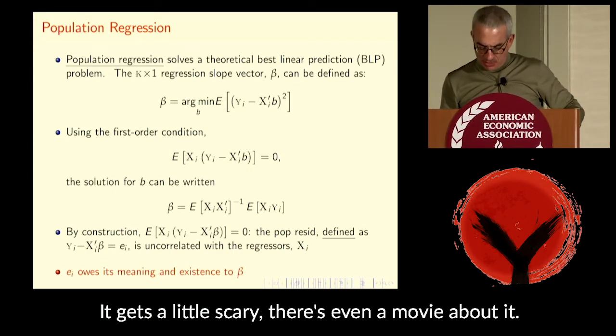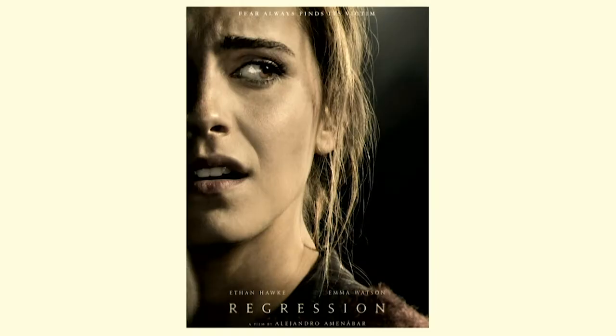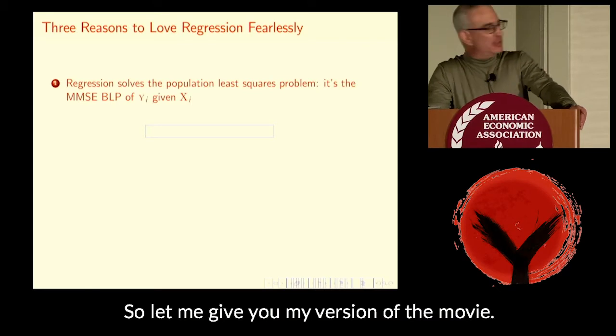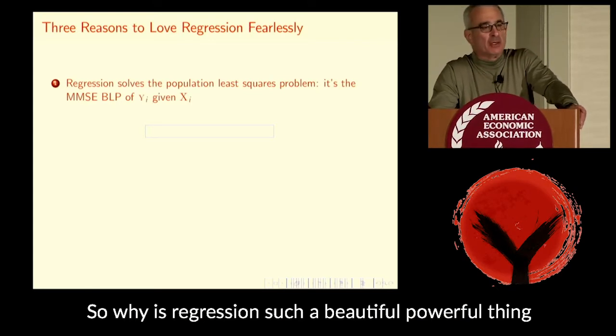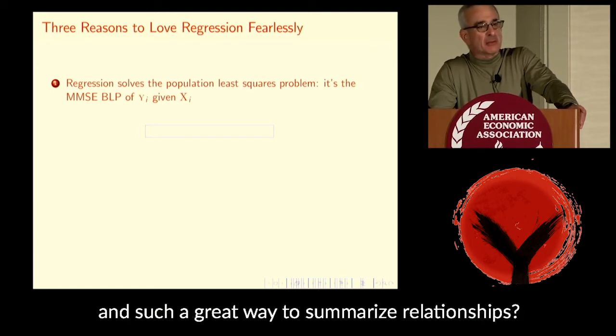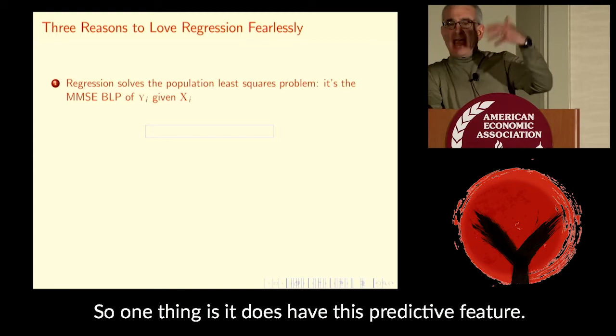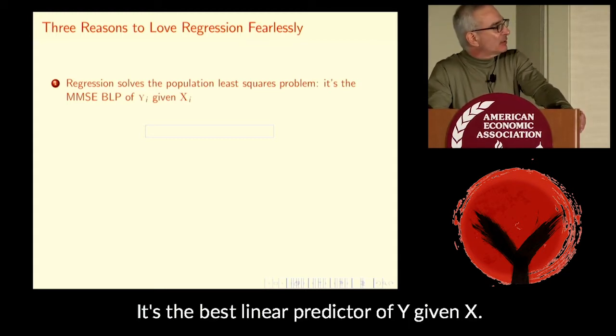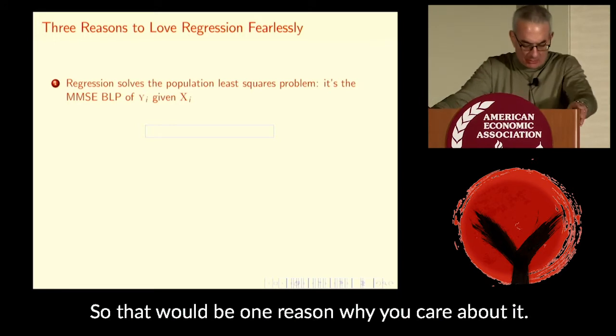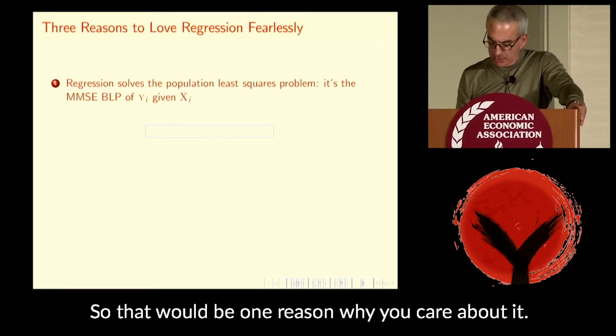It gets a little scary. There's even a movie about it. So let me give you my version of the movie, okay? So why is regression such a beautiful, powerful thing and such a great way to summarize relationships? So one thing is it does have this predictive feature. It's the best linear predictor of y given x. So that would be one reason why you care about it.